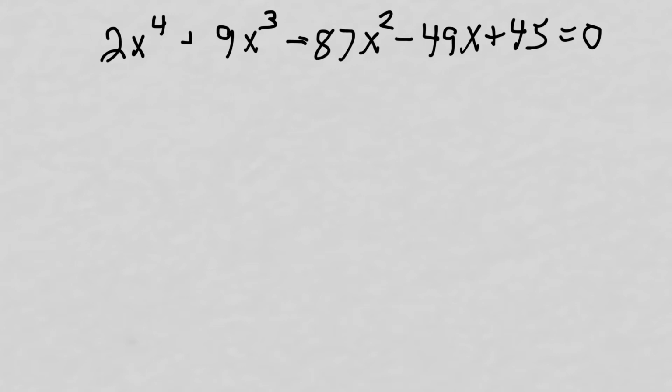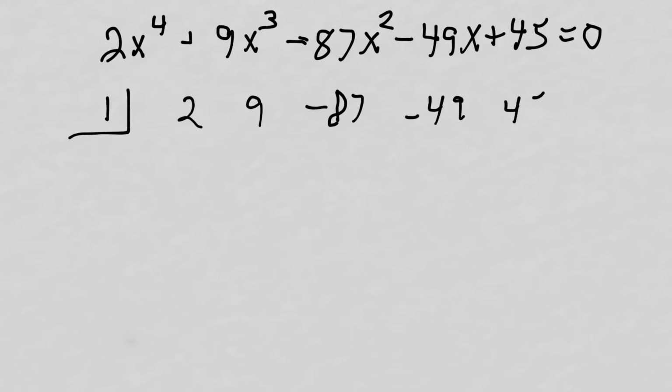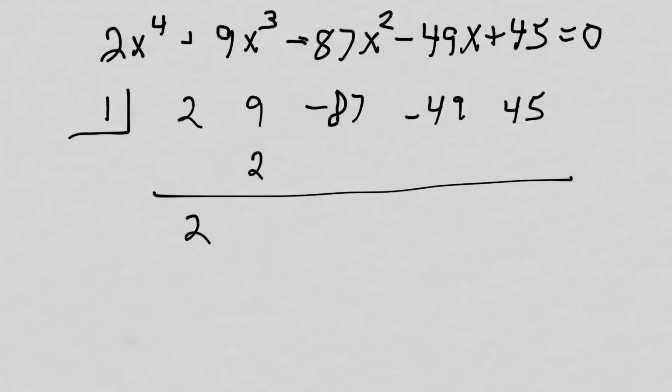All right, here's what we've got. Synthetic division, and I know you haven't done this in a while, so we'll just put a 1 up there. 2, 9, -87, -49, and 45. The line here, we always seed this by bringing down the 2. Remember, it's multiplication, add, multiplication, add. 1 times 2 is 2. Add those together, we get 11.